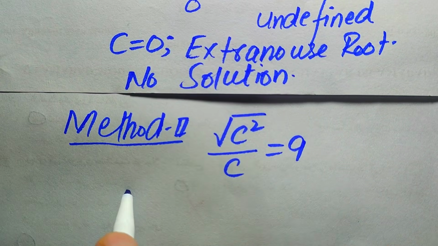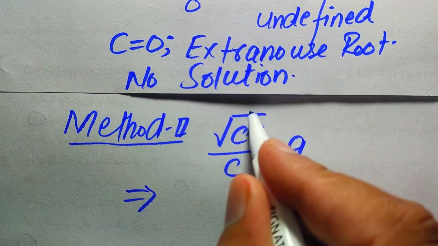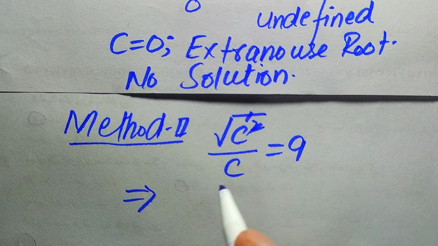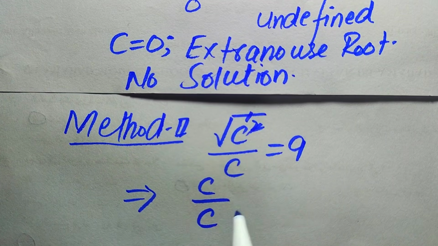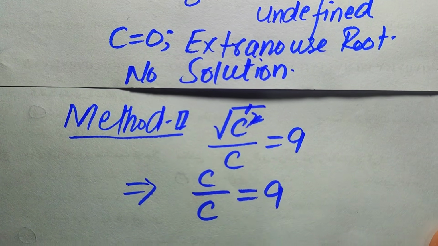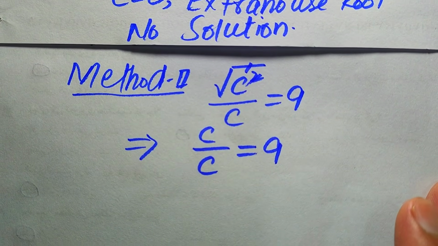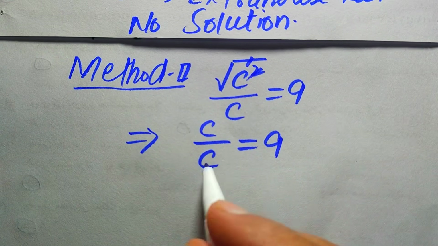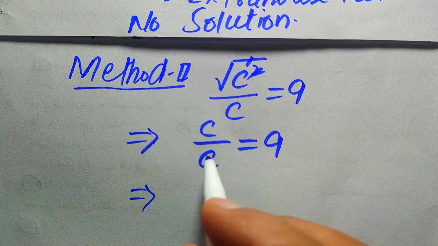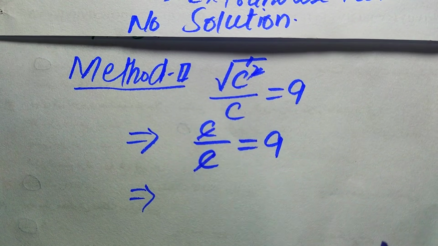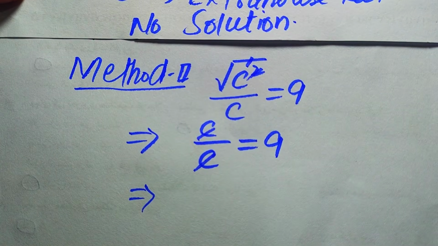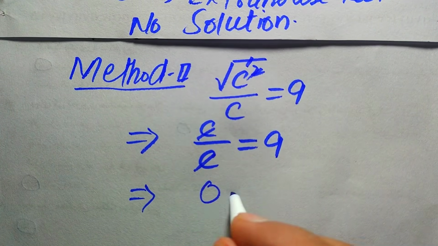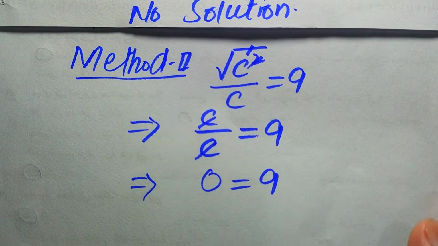Here you see that this square and this square root cancel each other out, and we get c divided by c is equal to 9. And now after cancellation, you see that this c and this c are also cancelled out by each other, and the remaining values are 0 is equal to 9.